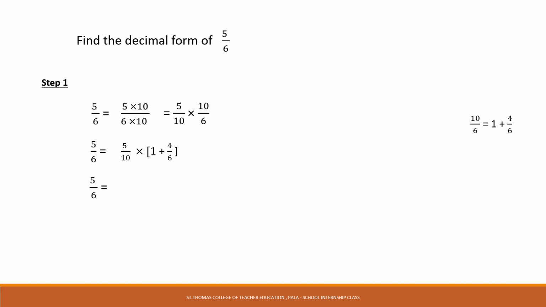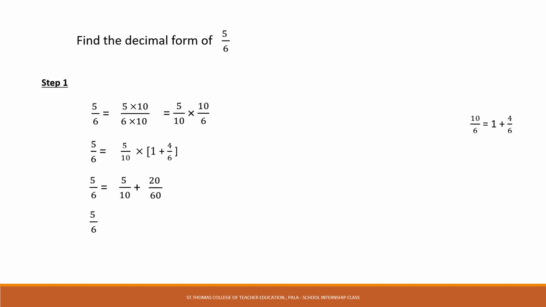What is the next step? Yes, applying distributive property and finding each term. And the first term is 5 by 10. Next term is 20 by 60. If you have any doubt, do these calculations by yourself and verify.